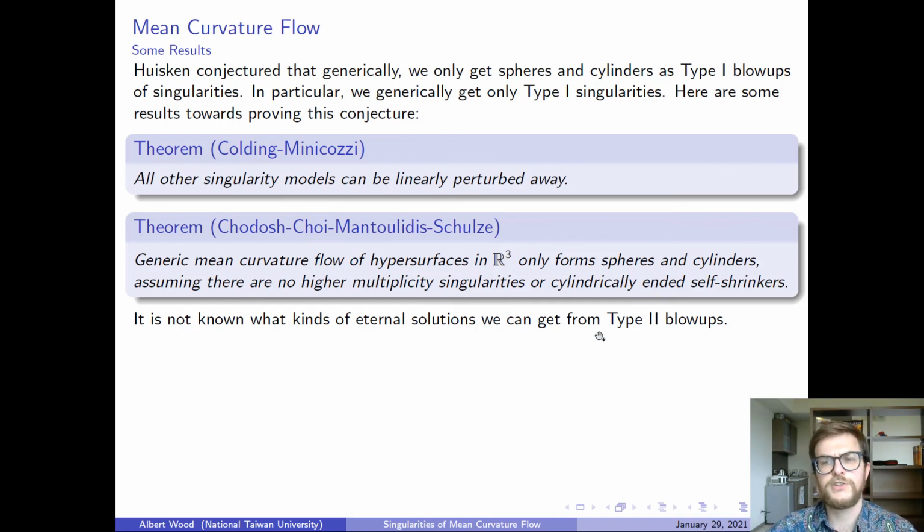Type 2 blowups are much more difficult to study, and it's not actually known what form type 2 singularities take in general. We saw earlier that there was an example of a type 2 singularity model on a translating solution known as the Grim Reaper. And it's generally thought that type 2 singularities should be translators or static solutions or more generally solitons. But there has not been a result to this effect even in the hypersurface case yet.